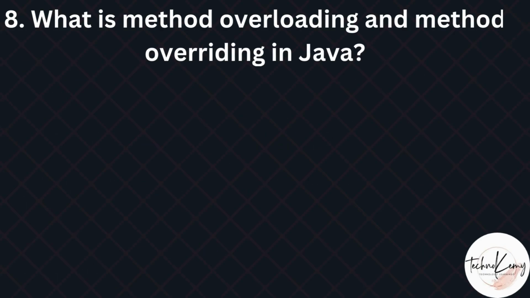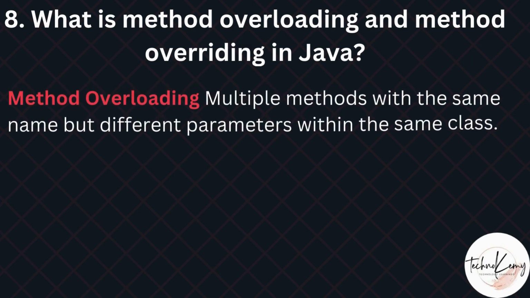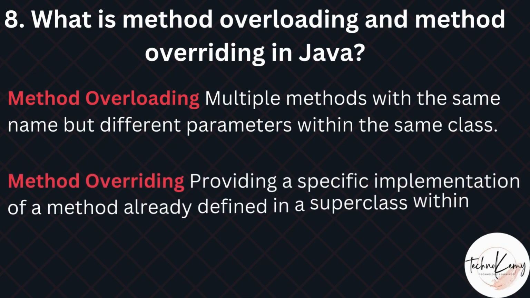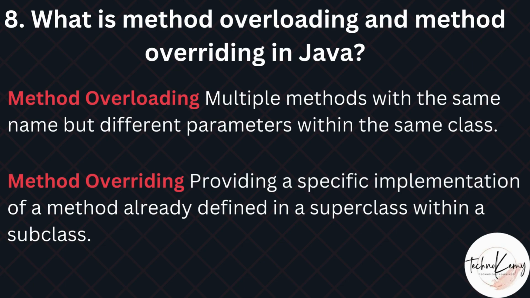Question number 8. What is method overloading and method overriding in Java? In method overloading, we can have multiple methods with the same name but different parameters, so different signatures, in the same class. On the other hand, in method overriding, we provide a specific implementation of a method which is already available in the superclass.